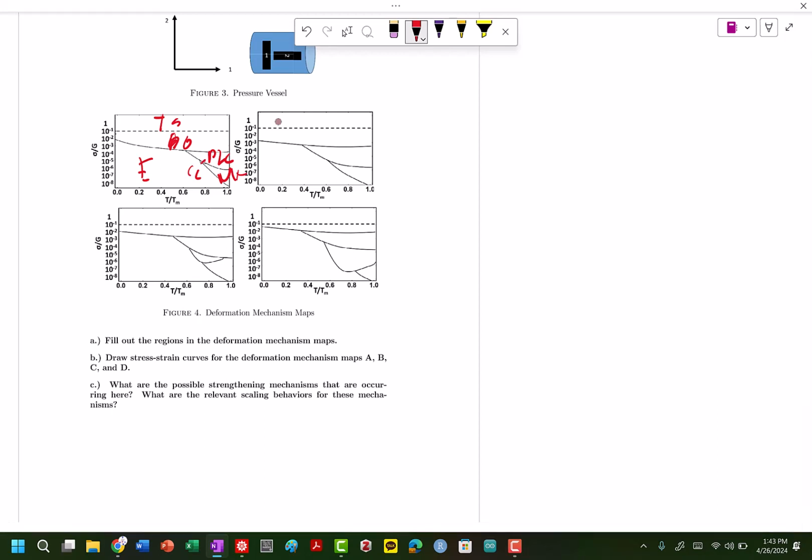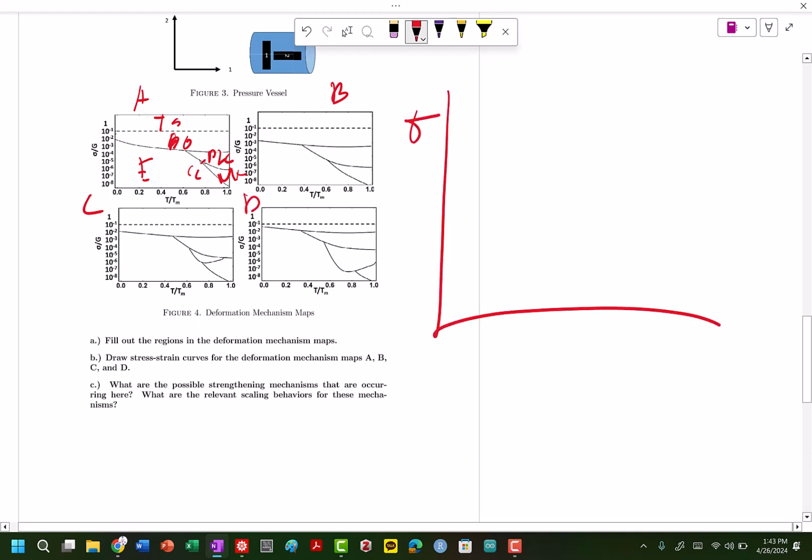Let's see. Draw the stress strain curves for A, B, C, and D. So I'm going to call these A, B, C, D. If I'm looking at a stress strain curve here, the thing we see changing is our yield strength. Our yield strength is increasing and the Coble creep region is increasing, so stress and strain. So these were either work hardened or grain size strengthened.